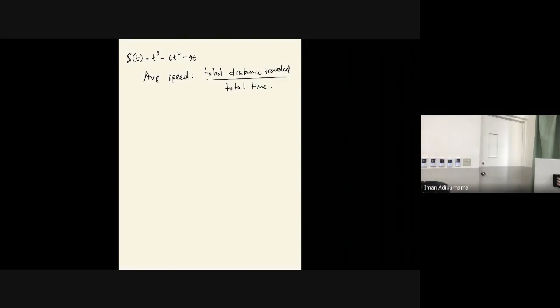Imagine the person is moving according to the function, going to some place from t equals 0 to t equals 5. We need to make sure how his movement is. Is it just straightforward, or maybe he runs back and then moves forward? That we need to actually find. Can you guess how we deal with this total distance traveled?